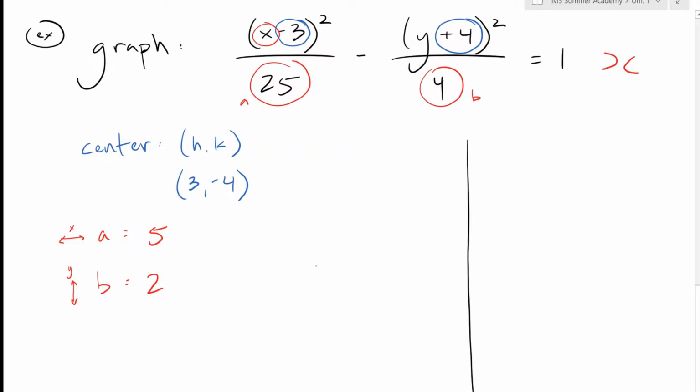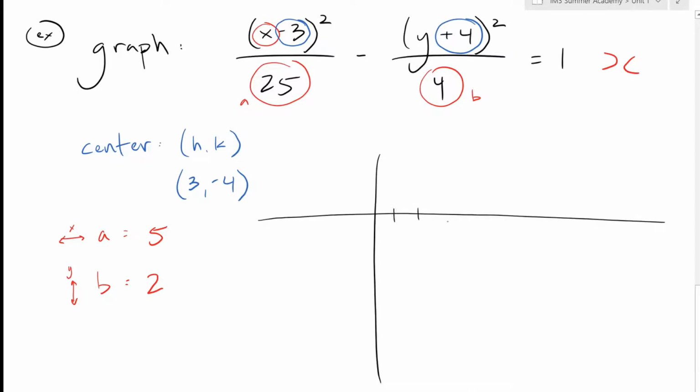So it's a fairly large graph just because there's a lot going on here. I'm going to redraw that. Okay, we have the x-axis, we've got the y-axis. All right, let's put the center. Center is at (3, -4). So over 3, down 1, 2, 3, 4. So center right there. Okay, that's the center.